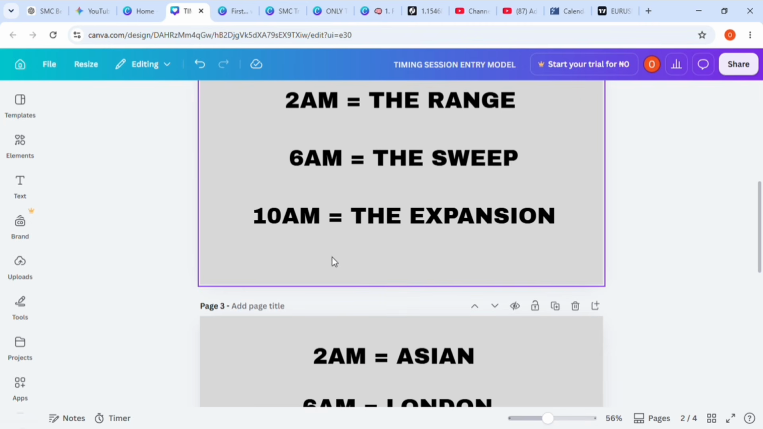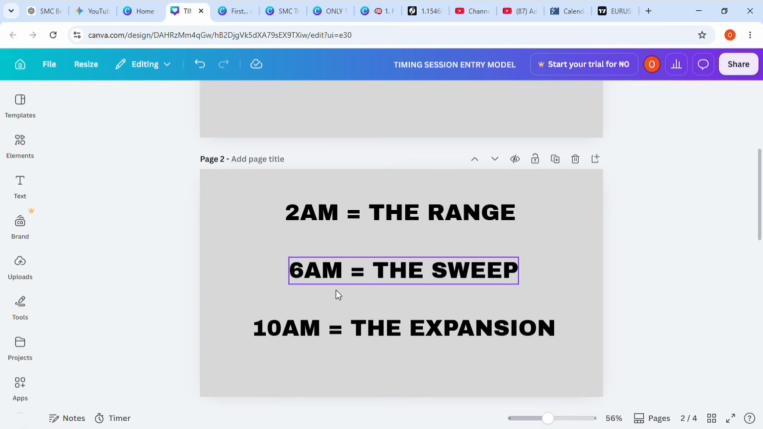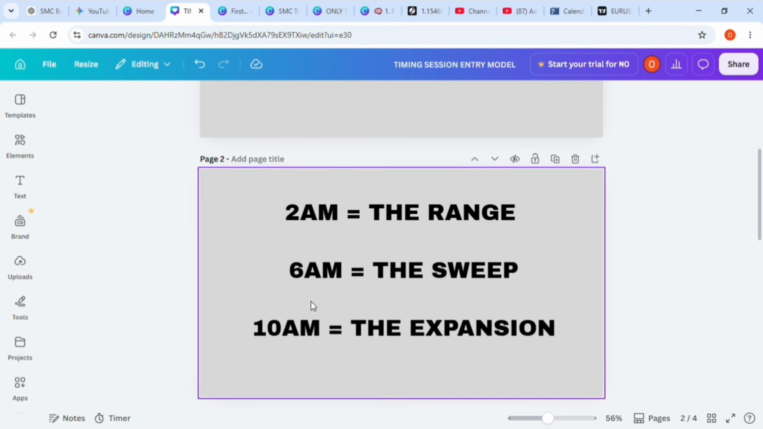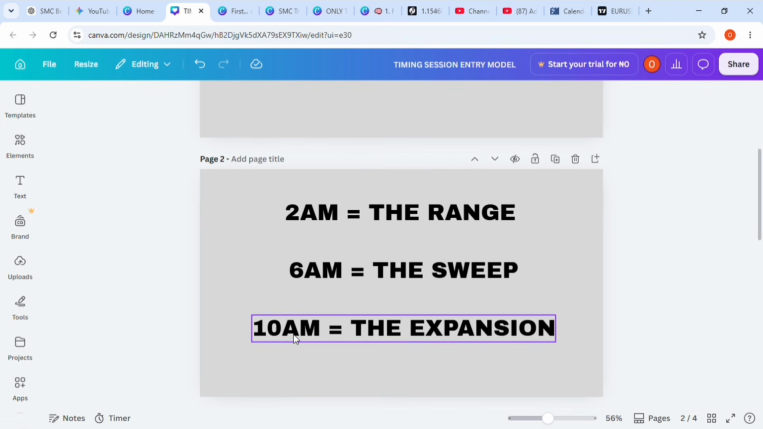Now, in this timing, we have three types of sections. We have, first of all, the 2 a.m. range, the 6 a.m. sweep, and the 10 a.m. expansion. Now, listen, we have many other ranges, sweeps, and expansions, but these three are highly recommended. You understand? Any setup being formed during this particular time is always an A+ setup.